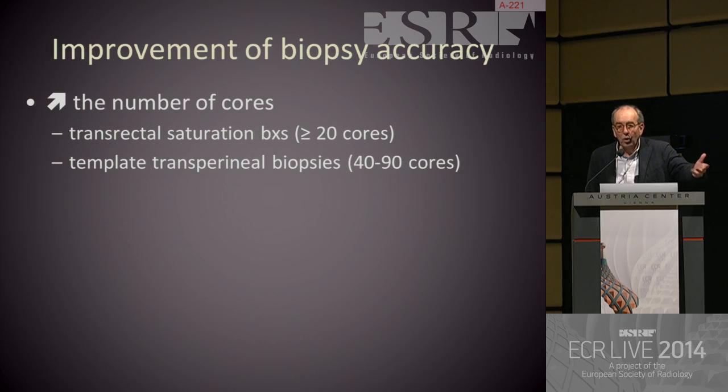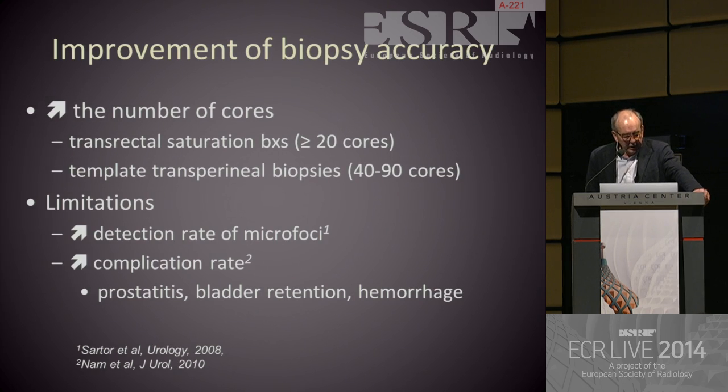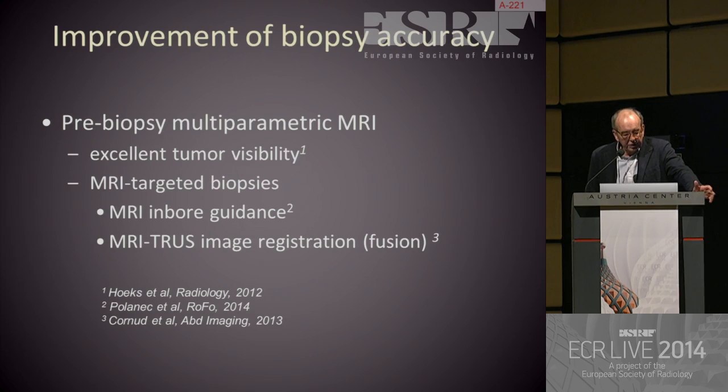So increase the number of cores, with the limitations it includes, as very well presented by Bob Javan, who maybe didn't insist enough, according to me, on the increasing rate of complications induced by the increase of the number of cores. And the alternative, of course, is a pre-biopsy multiparametric MRI, which provides an excellent tumor visibility and allows for MR in-bore guided biopsies, as presented by Bernd, and also allows for MR TRUS image registration, fusion.